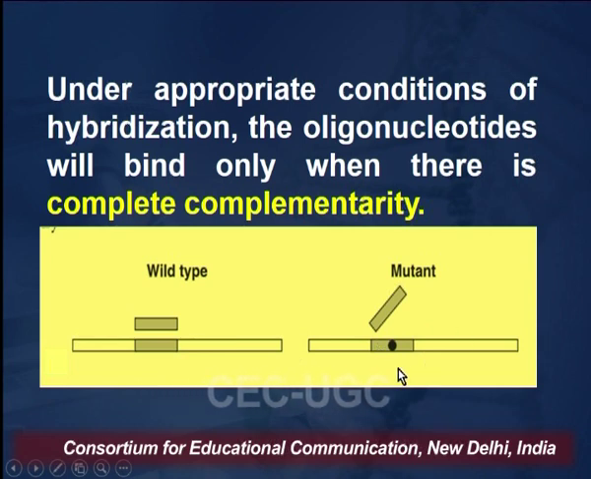So, this is a very simple schematic representation which shows that this is a wild type gene and this is a wild type probe, and because of the complementarity it binds to it. But if there is a mutation, for example, in this case generally in the center, then this normal probe will not be able to bind, and if a mutant probe is also generated, then it is going to bind to this one.